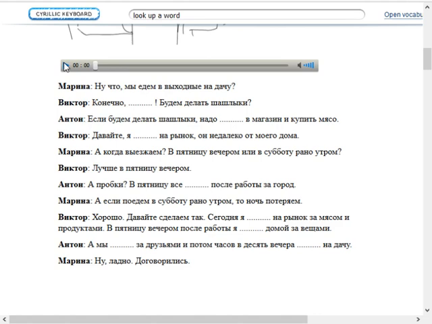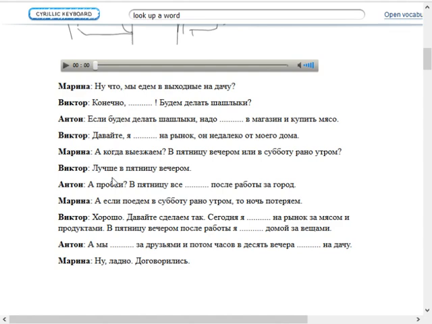So let's listen in. Ну что, мы едем в выходные на дачу? Конечно, едем. Будем делать шашлыки. Если будем делать шашлыки, надо заехать в магазин и купить мясо. Давайте я заеду на рынок, он недалеко от моего дома. А когда выезжаем? В пятницу вечером или в субботу рано утром? Лучше в пятницу вечером. А пробки? В пятницу все поедут после работы за город. А если поедем в субботу рано утром, то ночь потеряем. Хорошо, давайте сделаем так. Сегодня я заеду на рынок за мясом и продуктами. В пятницу вечером после работы я заеду домой за вещами. А мы заедем за друзьями и потом, часов в 10 вечера, поедем на дачу. Ну ладно, договорились.